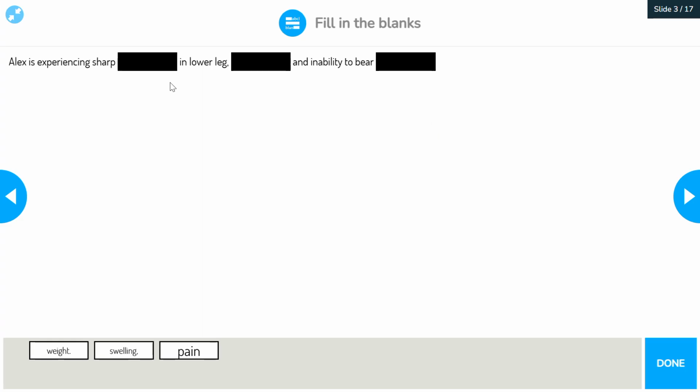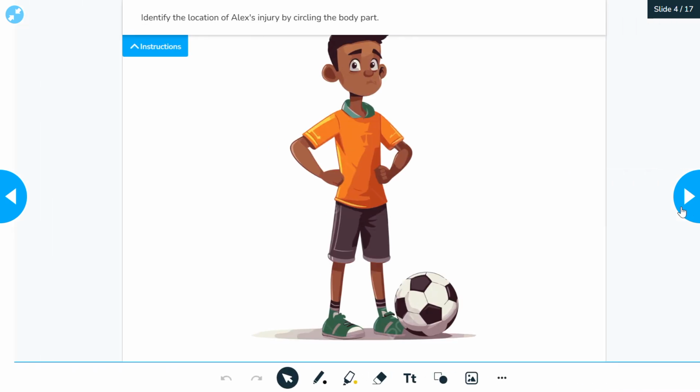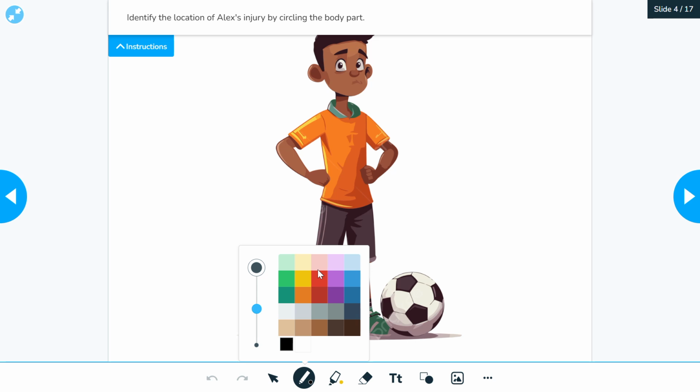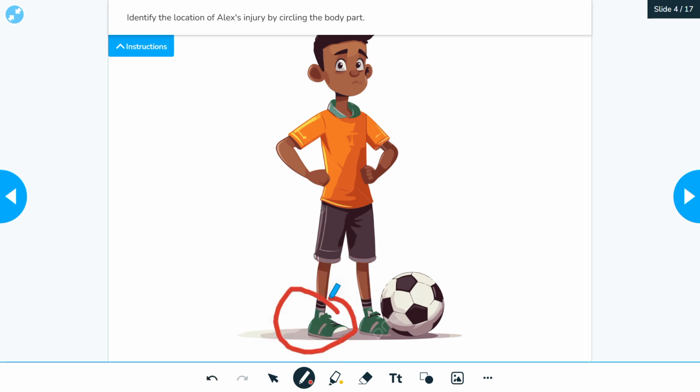This is a fill in the blank activity where they have to identify the symptoms that Alex is experiencing. Once they have completed it, you click done and it'll tell you how many you got right. In this activity, students would use the crayon to circle the injury to identify the body part that is hurt.